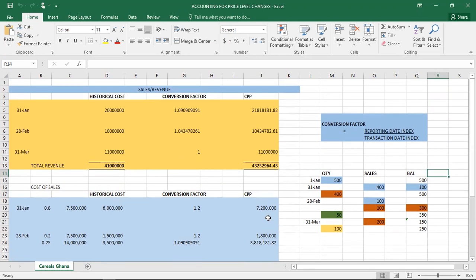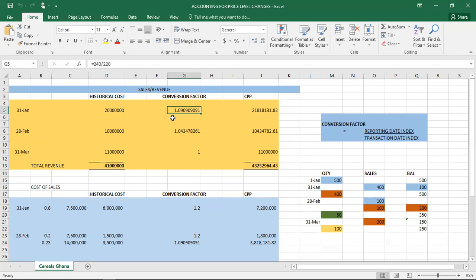So the one that says Serious Ghana was incorporated, and then on 31st January there was a purchase of 400 bags costing this. Then they replaced the bags again. On 28th February they sold this. On 31st March they sold this. So this is the historical cost for that one.